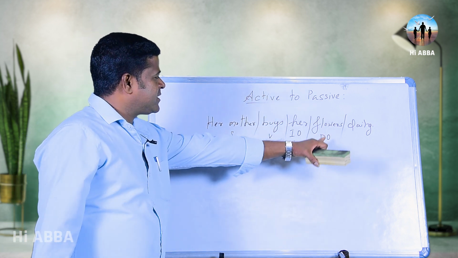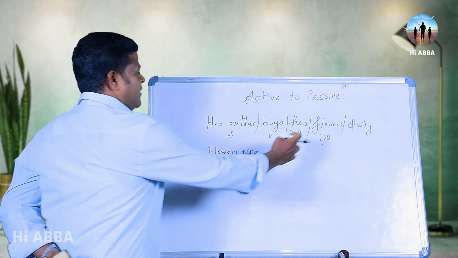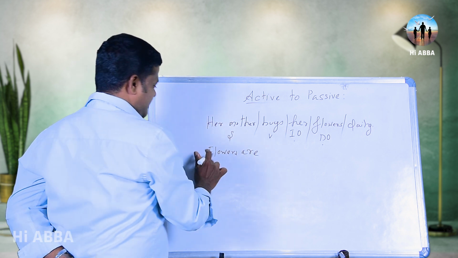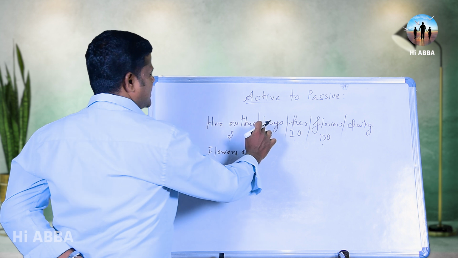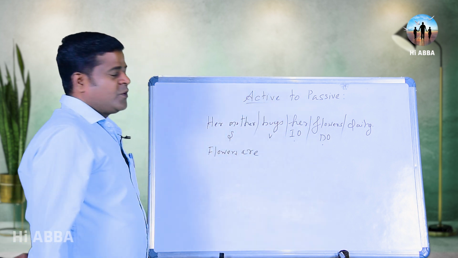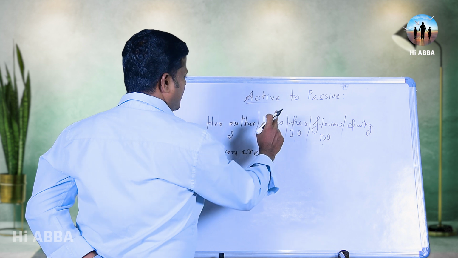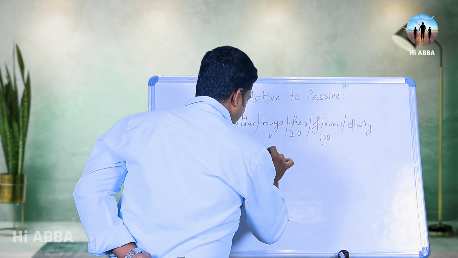That's why I am giving you this type of examples so that you will clearly understand. So now we are taking this direct object flowers as a subject. Now this being a plural subject, we write are. Now what is the verb? Buys. What is the V3 of buy? It is bought. I mean buy, bought, bought. Then bought will come, V3.